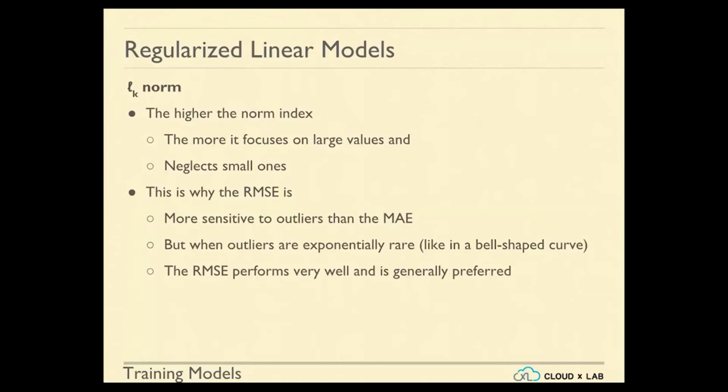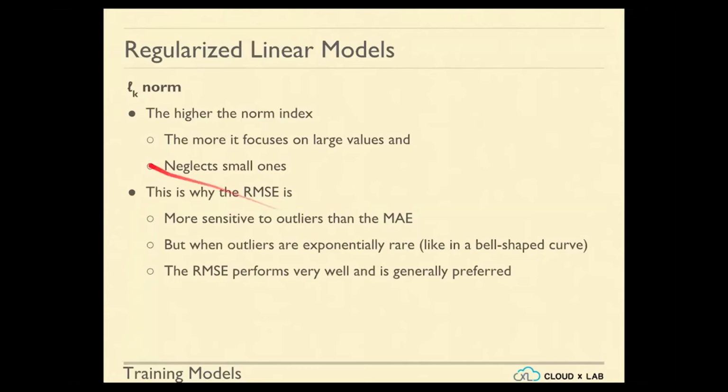0.1's square is how much? 0.01, which is far smaller. Therefore, higher values keep becoming higher when you introduce a bigger power. That's why the root mean square error is more sensitive to outliers than mean absolute error. But when outliers are exponentially rare, like in a bell-shaped curve, the root mean square error performs very well and it's generally preferred.